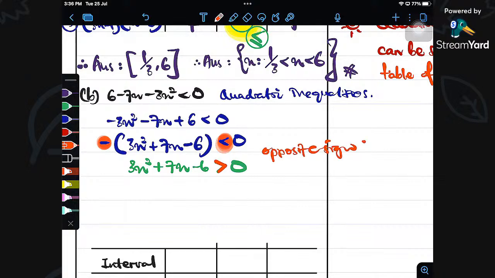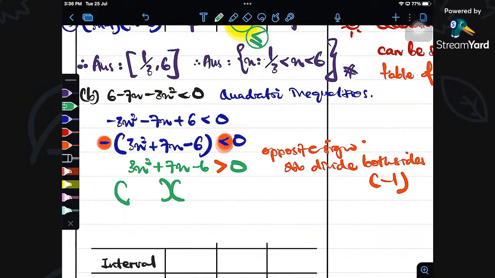Opposite sign sebab kita bahagi. Divide both side dengan negative 1. So kita dah faham lah. And so we are so happy that we can now factorize them. Jangan lupa factorizekan macam biasa. We will get 3x squared. Here, 3x and here goes the x. And here goes 3 times. Oh, this is 6. Not good. Here goes 2, here goes 3. Sebab 9 minus 2 is 7.